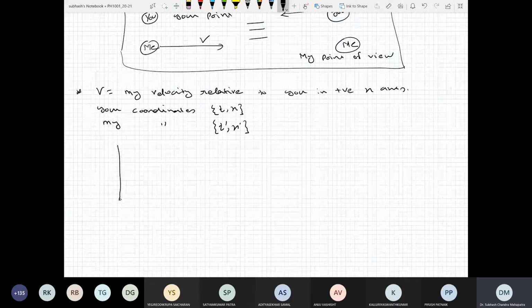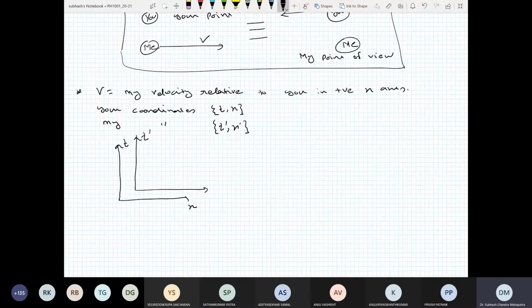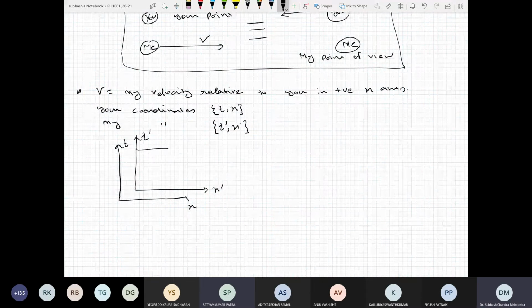So this is, let's say, t and x. That means that's you. Then this is me, t prime and x prime, and I'm moving with velocity v with respect to you. Let's say this is the point. How are the coordinates of t and x related?